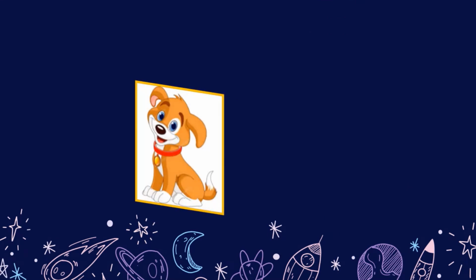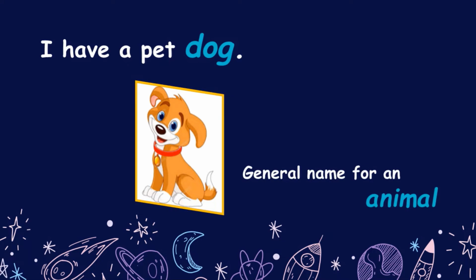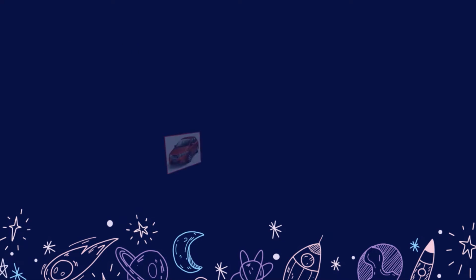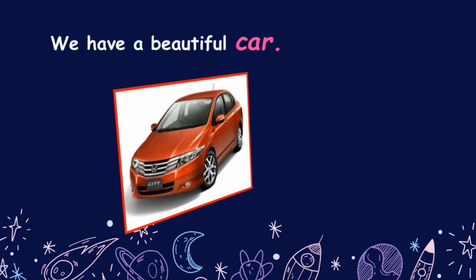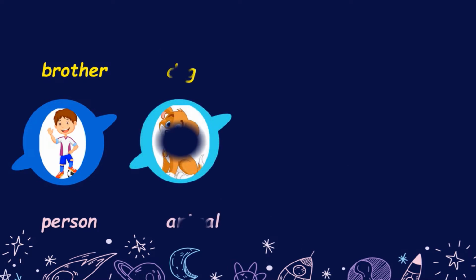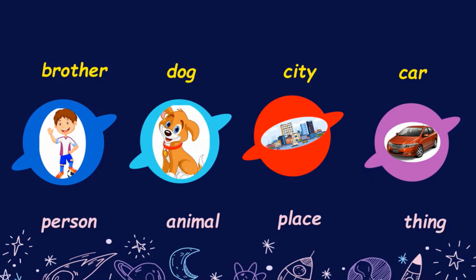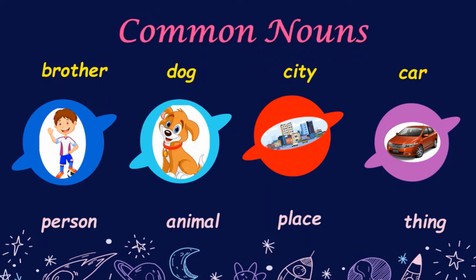In the third sentence, I have a pet dog. What am I talking about? We are talking about a dog. So dog is a general name given to an animal. In the fourth sentence, we have a beautiful car. What are we discussing here? We are discussing a car. So car is a general name for a thing. So here we have seen the general names given to a person, animal, place and a thing. These general names, brother, dog, city, car, are known as common nouns.